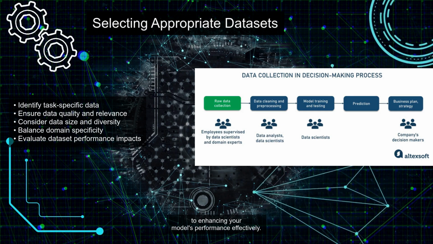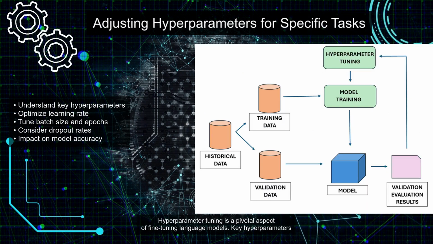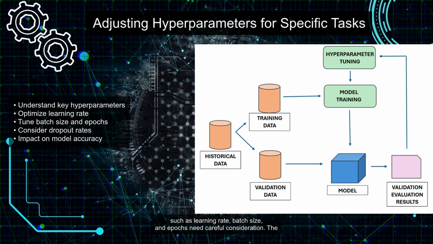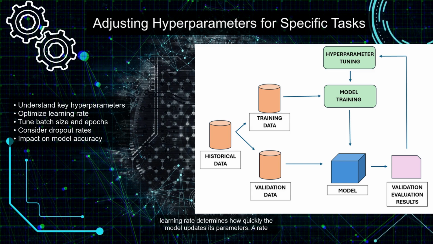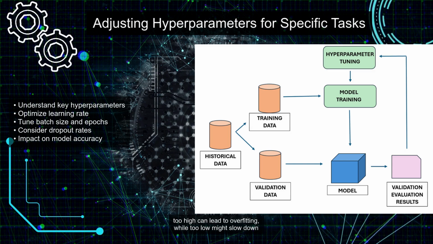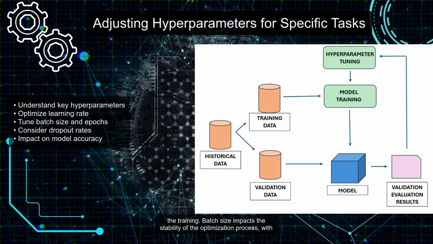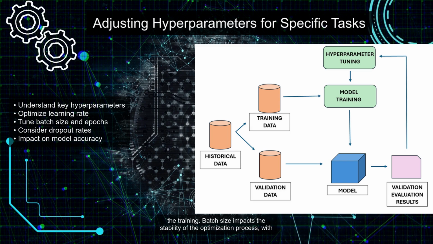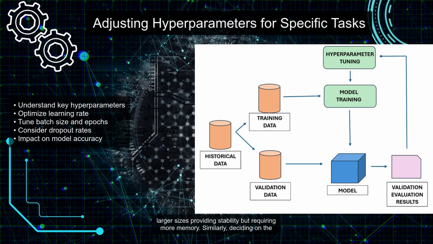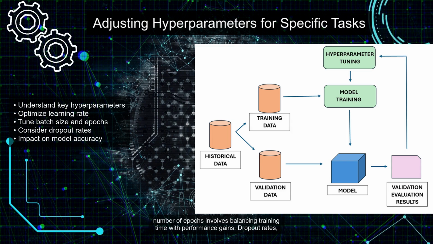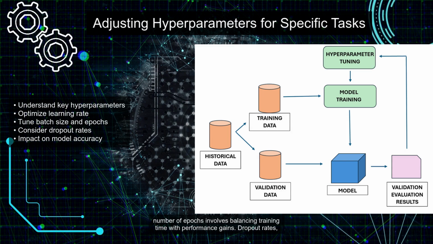Hyperparameter tuning is a pivotal aspect of fine-tuning language models. Key hyperparameters such as learning rate, batch size, and epochs need careful consideration. The learning rate determines how quickly the model updates its parameters. A rate too high can lead to overfitting, while too low might slow down the training. Batch size impacts the stability of the optimization process, with larger sizes providing stability but requiring more memory. Similarly, deciding on the number of epochs involves balancing training time with performance gains.